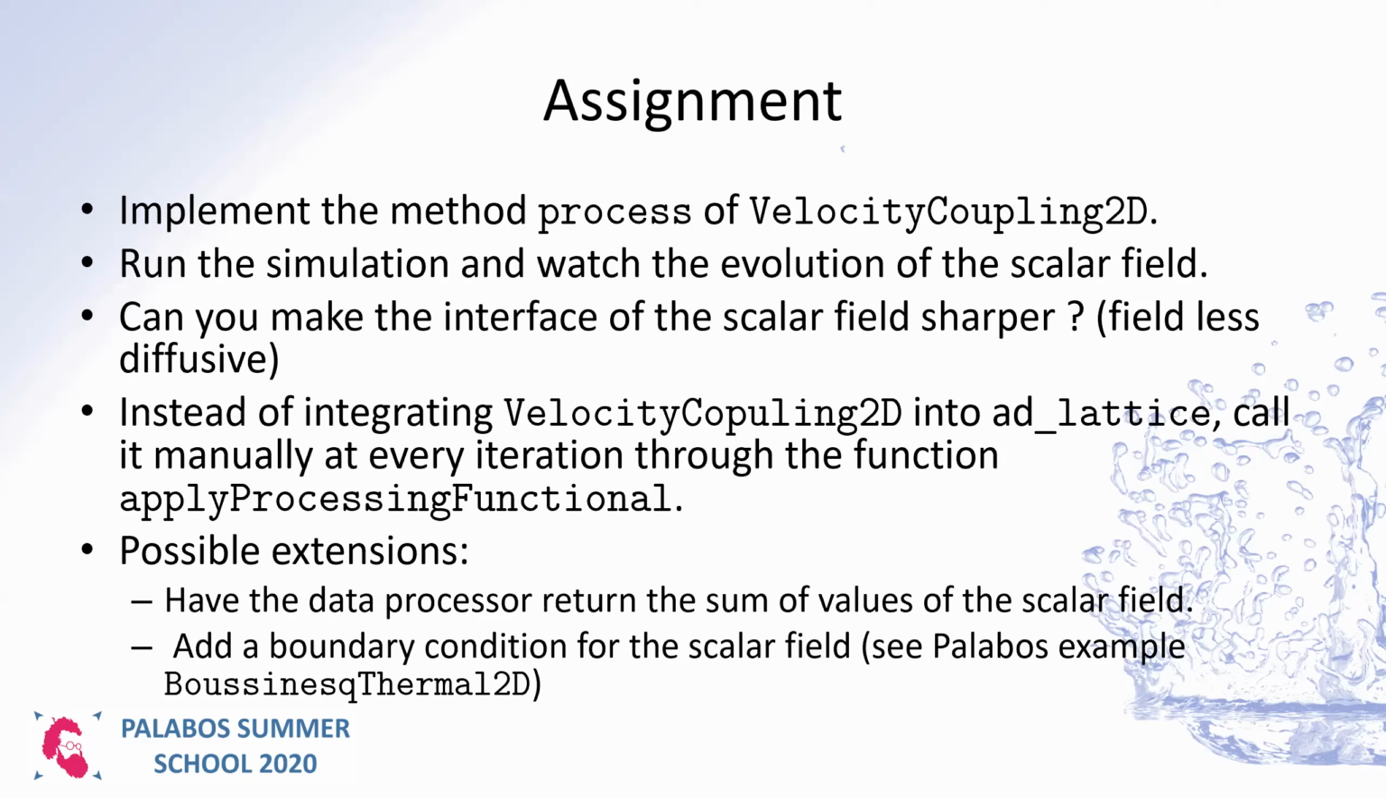And you will see that although the velocity field has a boundary condition, we gave no boundary condition to the advection diffusion field. So the advection diffusion field is just periodic, which then looks a little bit strange because the velocity is confined in a box, but the scalar field is not. So you could add boundary conditions to the scalar field, and to see how to do that, you can get inspiration from a Palabos example, which is the Boussinesq thermal 2D example, which uses advection diffusion to model temperature.